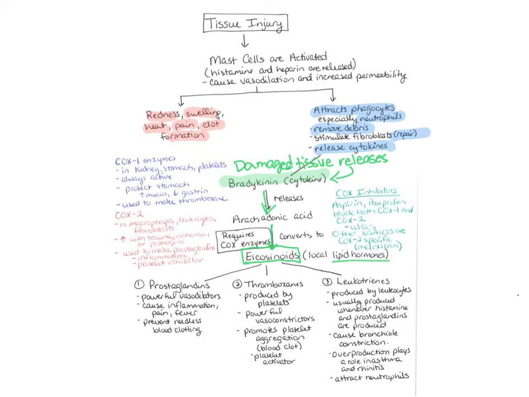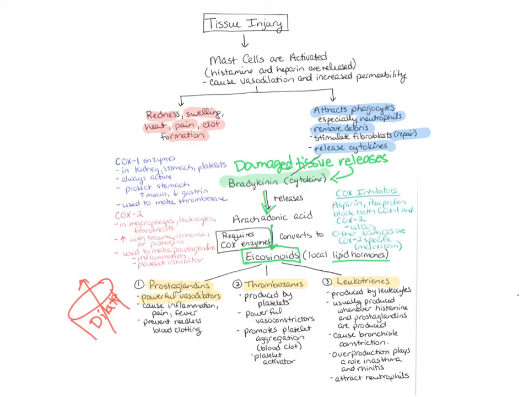These are the 3 main eicosanoids that there are. There's prostaglandins, thromboxanes, and leukotrienes. Prostaglandins, they are powerful vasodilators. They're going to dilate those blood vessels and bring more blood to the area. They cause inflammation, pain, and fever. Okay? They're also going to prevent needless blood clotting.